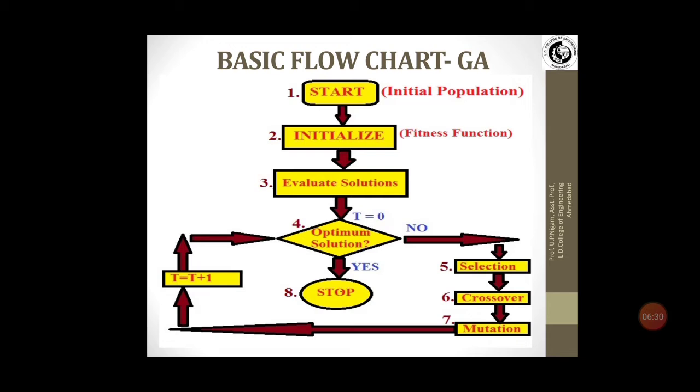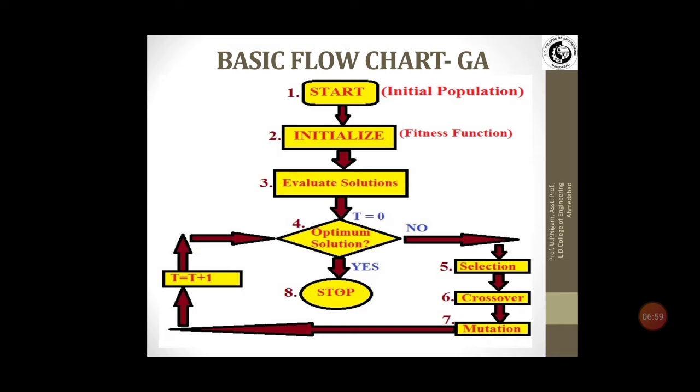So this is the flow chart of the genetic algorithm that you need to see and understand. It starts with the initial population; you have to decide the population. You have to decide how much population you are going to take, and what the possible solutions and the possible population are. That search you need to do at the start.